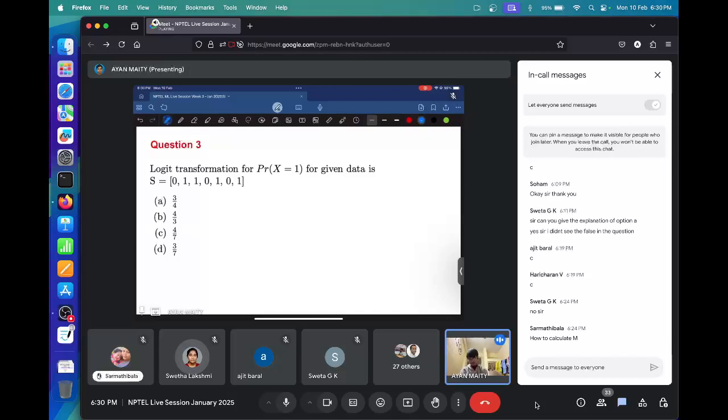Now question 3. Logit transformation for probability of x equals 1 for the given data. So these are different x values: 0, 1, 1, 0. So to find out the probability of x equals 1, and then the logit transformation for this.